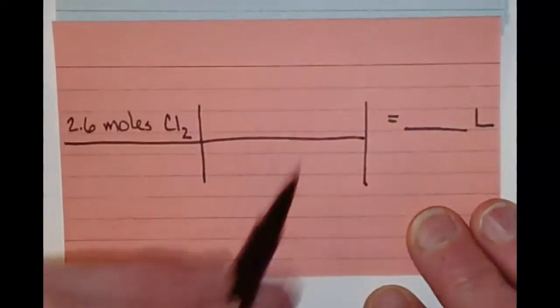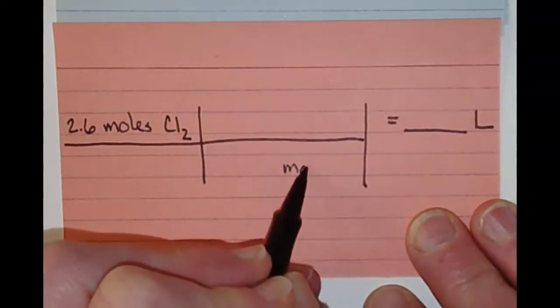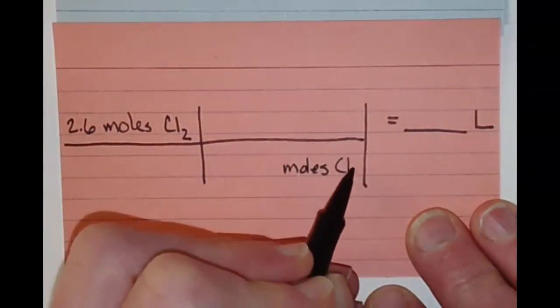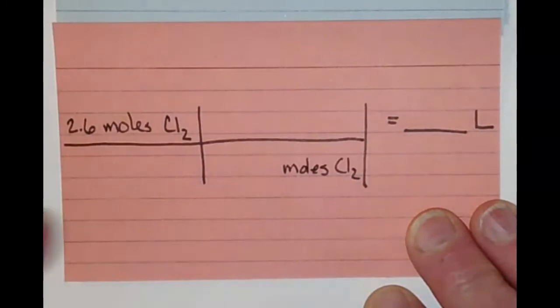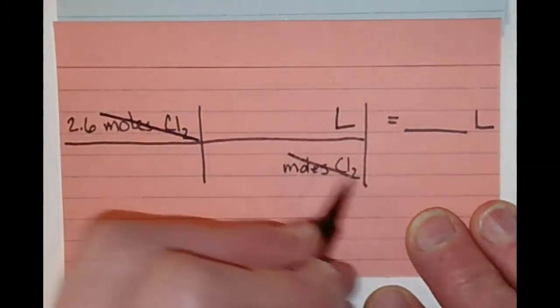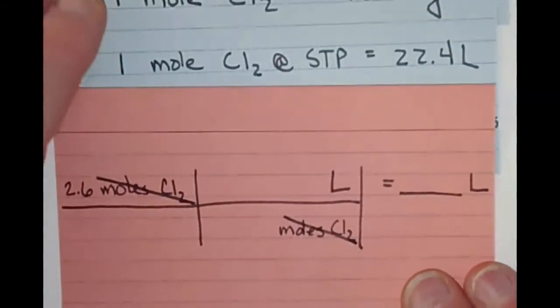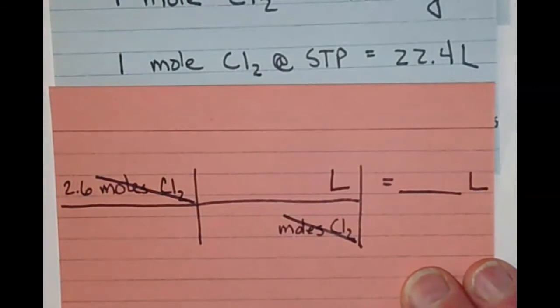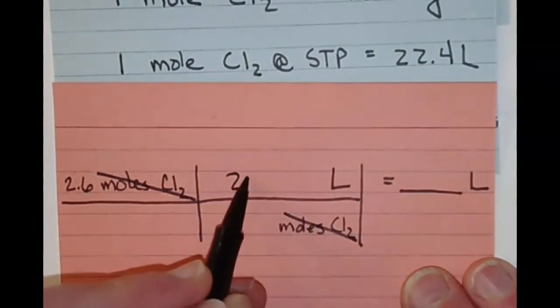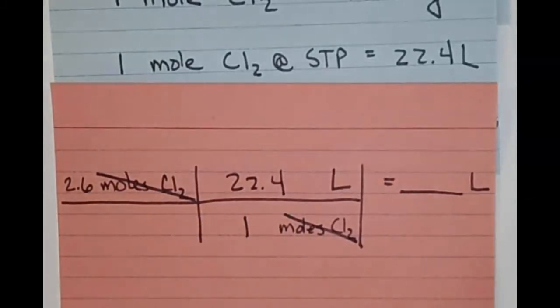Now this box represents our conversion factor, and we want to cancel moles and go to the volume. This way we cancel the moles and we have liters of the chlorine gas. And then we can fill in our numbers. Well, 22.4 liters is 1 mole of Cl2.